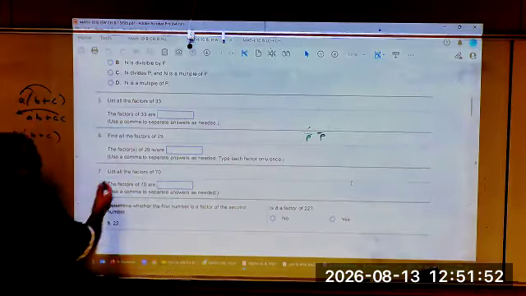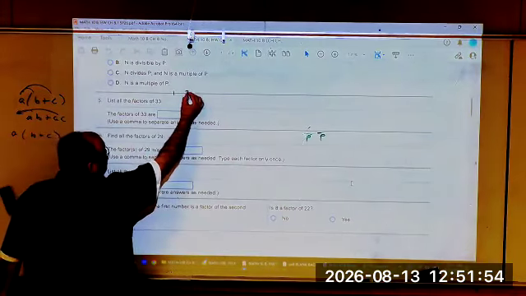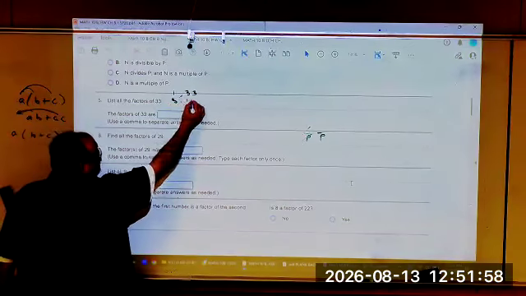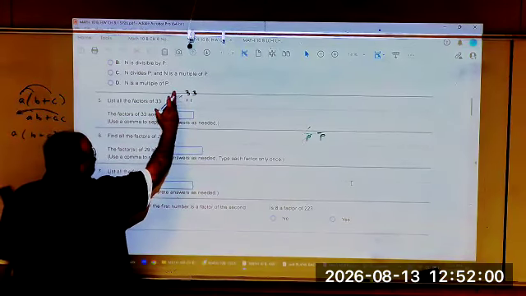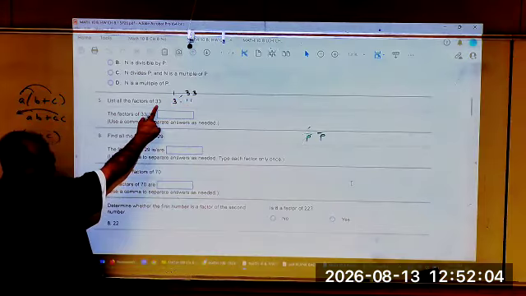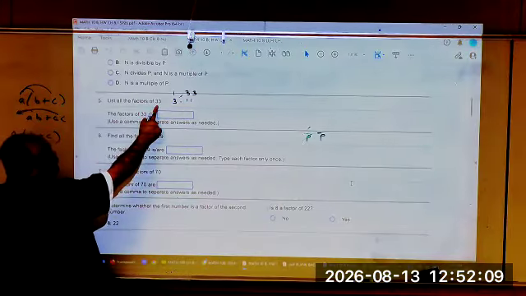The factors of 33. 1 times 33. 2, no. 3 times 11. Does 4 go into 33? No. Because 2 didn't go. If 2 didn't go, 4 can't. How about 5?